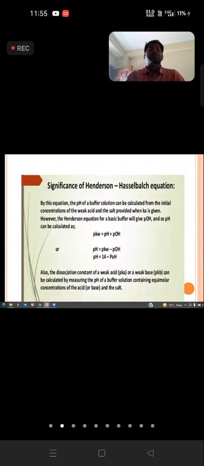As the concentration of NH4+ is equal to the concentration of NH4Cl, the final equation is pH equals 14 minus (pKb plus log of salt by base). Next, what is the significance of the Henderson-Hasselbalch equation? By it we can easily calculate the pH of a buffer solution, or Kb, Kw, if we know the value of H+ and OH- ion concentration.